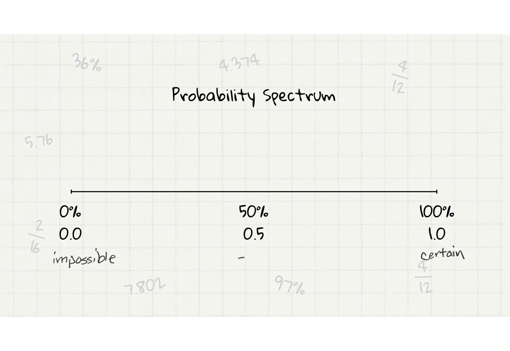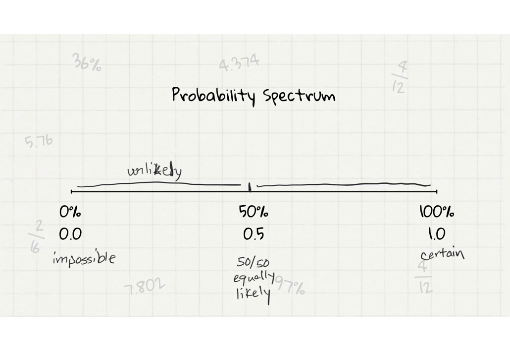50%, we call that a 50-50 chance or equally likely. And then we have anything in between 0% and 50%. This is unlikely. It could happen, but more like it's probably not going to happen. So we call that unlikely. Anything from 50% up to 100%, we call that likely.